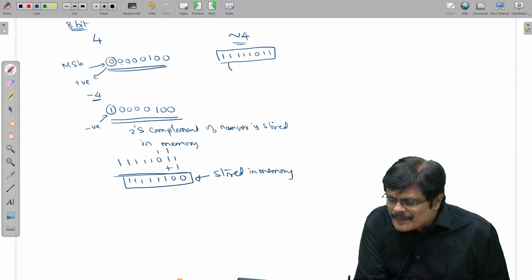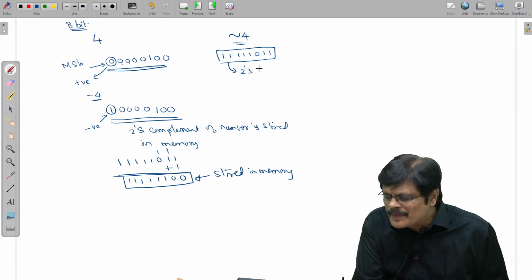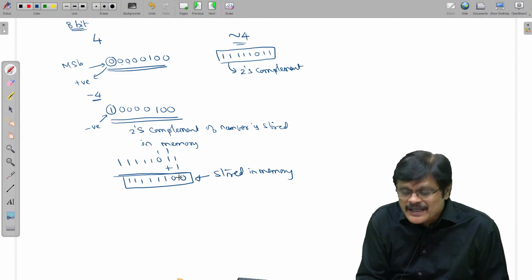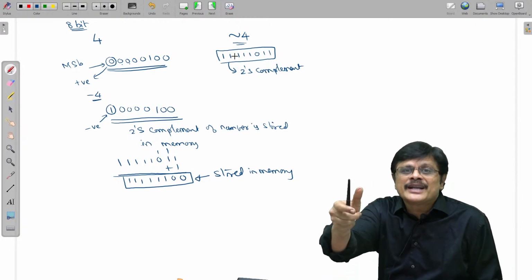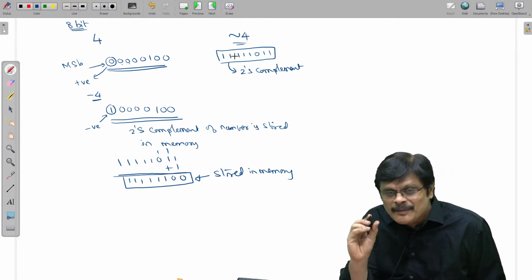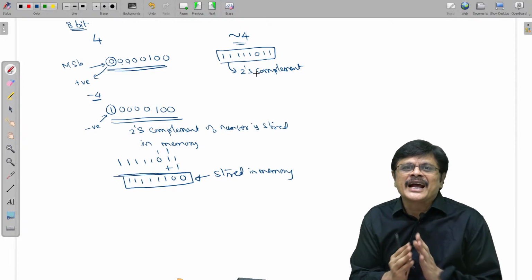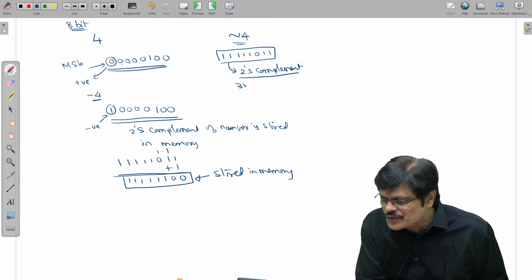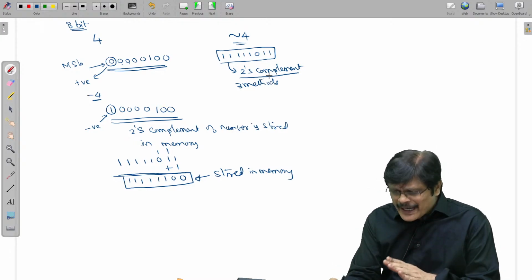So now what happens? The 2's complement of this will be the answer, my dear friends. Actually this is how it is stored, but the 2's complement is what is your output answer. Please note that. And for that we have totally 3 methods to find this 2's complement. I'll give you the 3 methods.